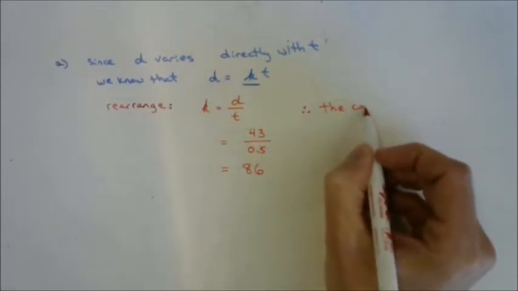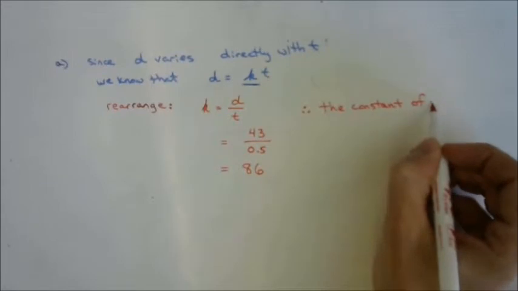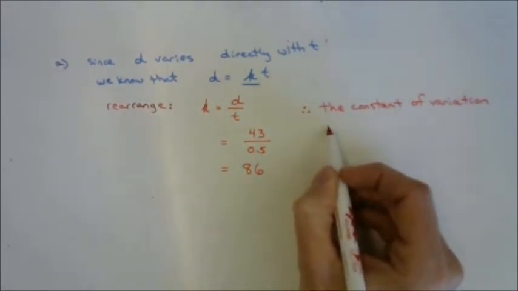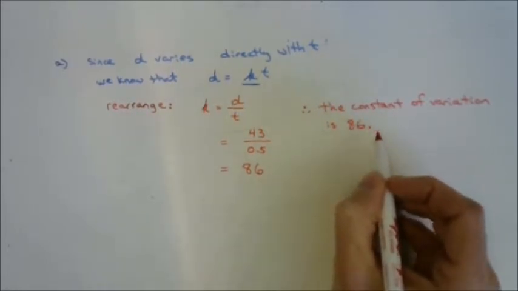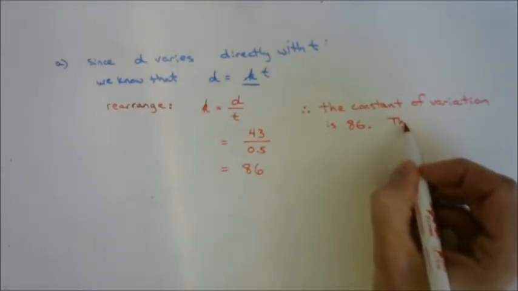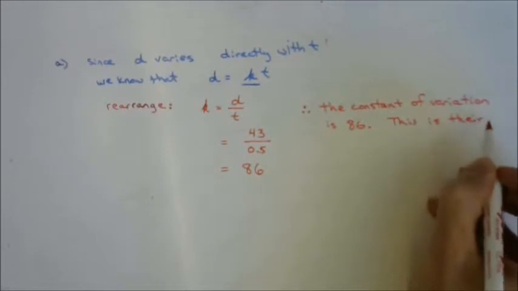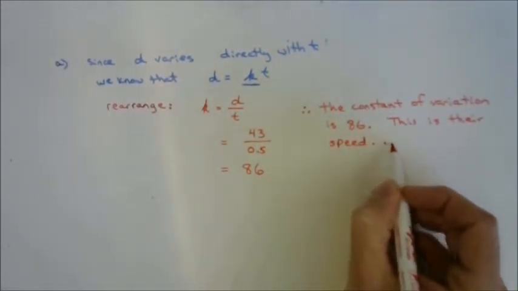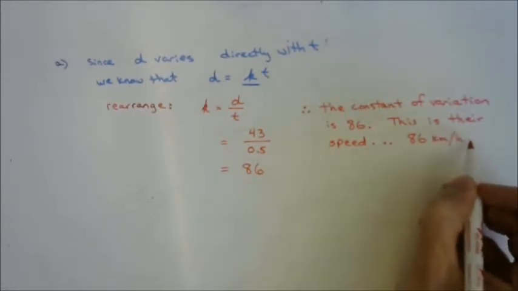Therefore, the constant of variation is 86. And then we can make a note, this is their speed. 86 kilometers per hour.